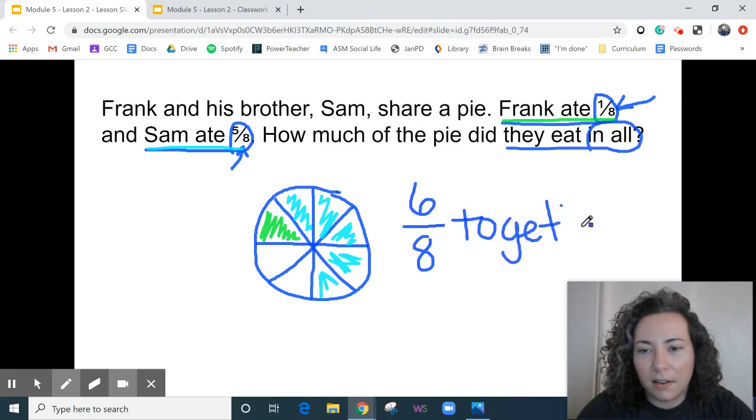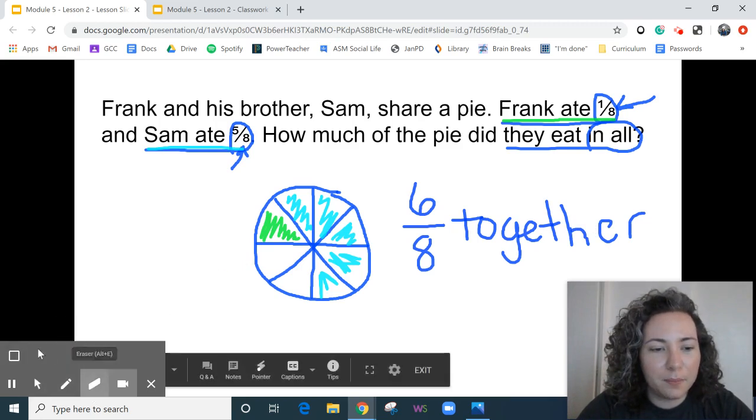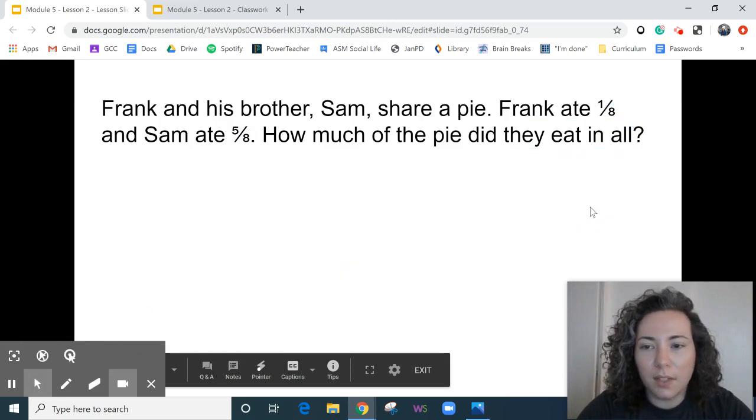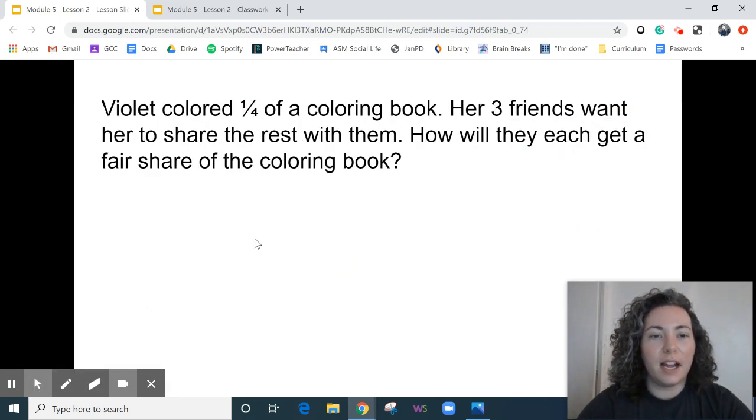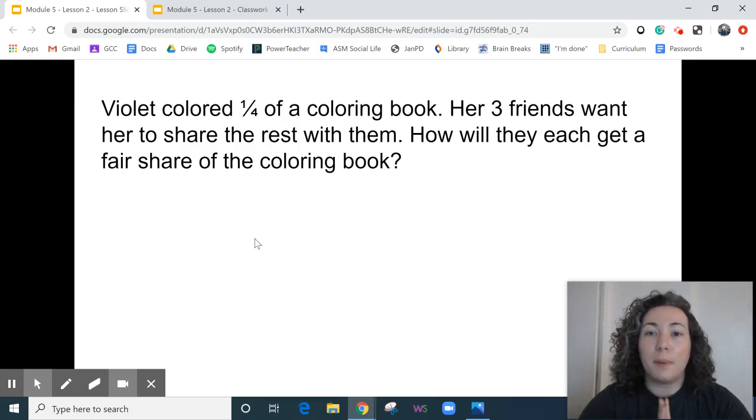All right, let's go on to the next problem. We just have one more example. Okay. Violet colored 1/4 of a coloring book. Her 3 friends want her to share the rest with them. How will they each get a fair share of the coloring book? So go ahead and pause the video and give this a try on your own, remembering how you are going to represent it visually? And then come back to the video and we'll solve it together.